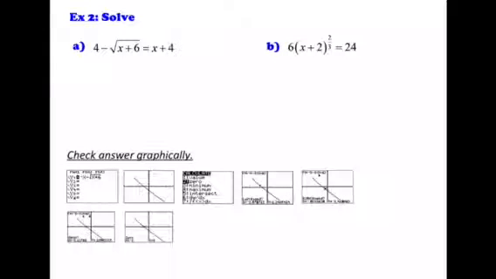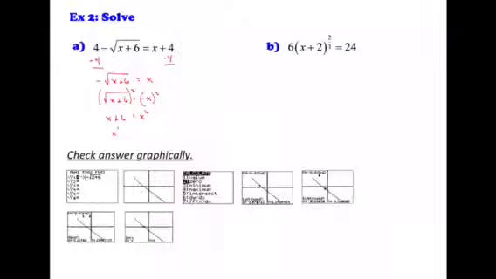So let's go ahead and look at these next two examples. On the first one here, we want to isolate the square root, so we'll subtract 4. That leaves us with negative square root of x plus 6 is equal to x divided by negative 1, and you get negative x. So we've isolated it. Now we want to square both sides. And so we get x plus 6 is equal to x squared.